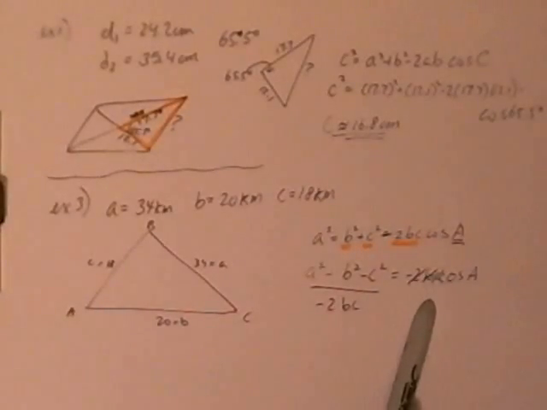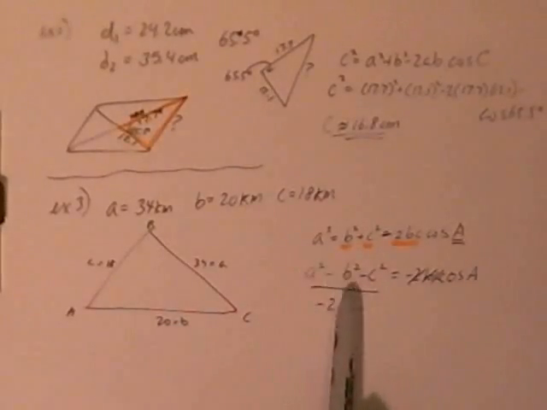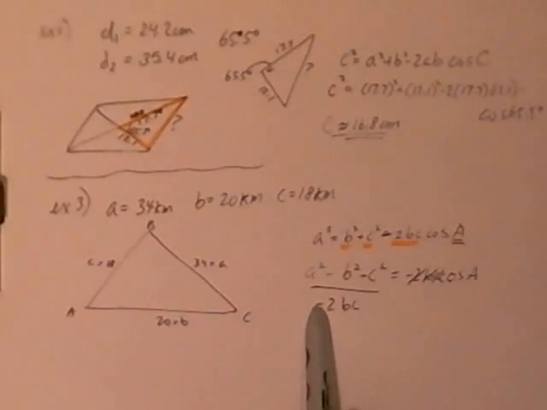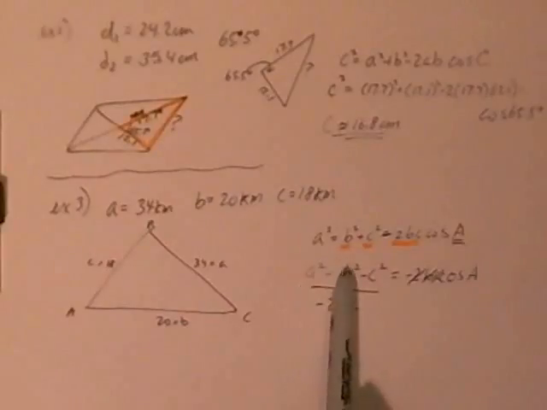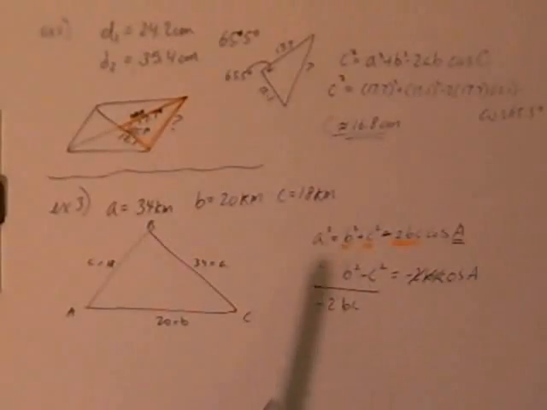At this stage, what happens to a lot of teachers or the books, they factor out a negative here, and they cross-cancel with the negative, so it becomes 2bc in the denominator. The numerator becomes b squared plus c squared minus a squared, but we're not going to be doing that. We'll just keep it like this. Just plug it in to your calculator.